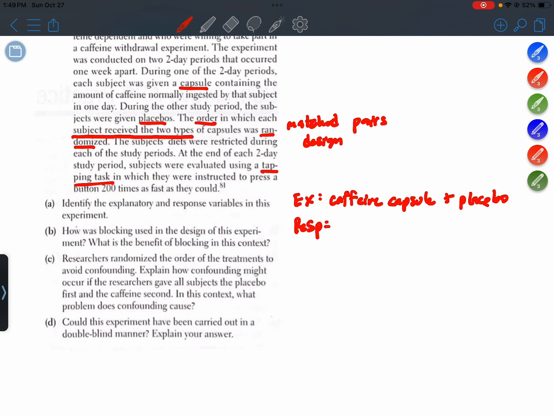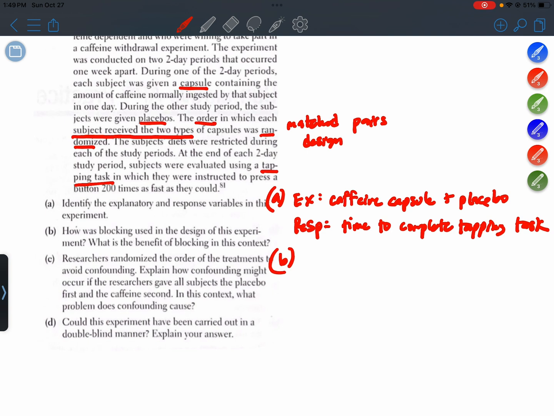The response, I'm going to guess, is the time it took them to complete the tapping task. Time to complete tapping task. Okay. All right, that's part A.